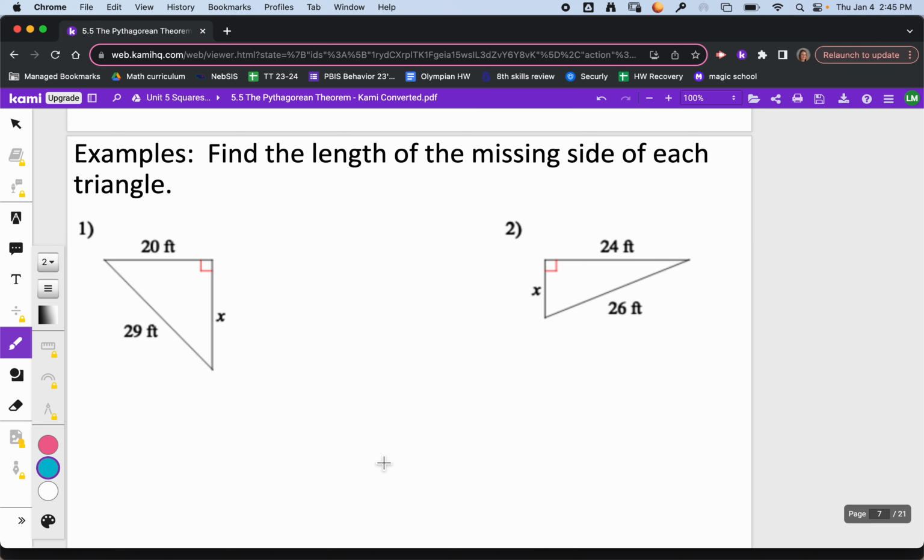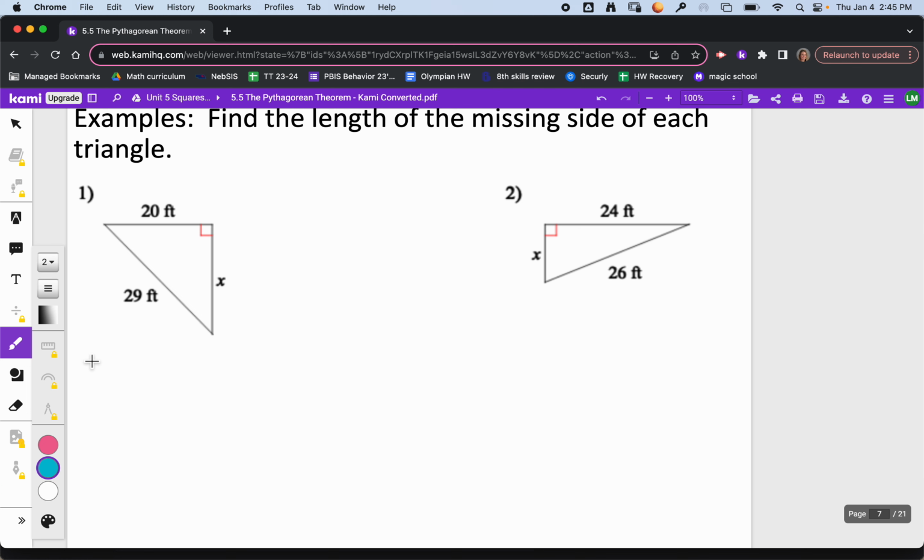The Pythagorean theorem can always be used with right triangles, so let's go ahead and start with number 1. The first thing we're going to do is write down our formula, a squared plus b squared equals c squared. Before you fill in things, you want to go ahead and give everything a letter. So we're going to say x is a, 29 is going to have to be c since this is the hypotenuse across from the right angle, and 20 can be b. So now I'm going to plug each of those things in. A squared would be x squared plus b squared, that's 20 squared, and c squared is 29 squared.